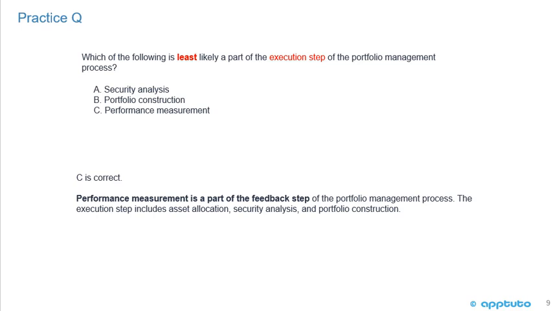So the correct answer was C. Performance measurement is part of the feedback step of the portfolio management process. The execution step includes asset allocation, security analysis, and portfolio construction.